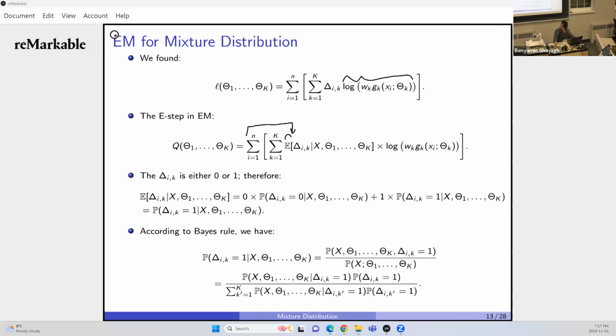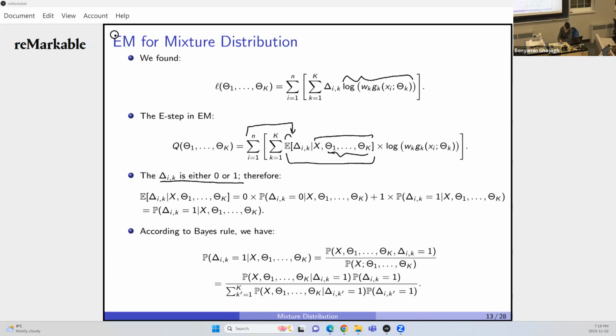Note that the random variable here is delta ik, right? So I will have the expectation of delta ik, but it's a conditional expectation. Do you remember? In expectation maximization, I told you, it's the expectation of D missing, conditioned on D observed and theta. As a result, here D observed is the X itself, the X1 to Xn, and theta 1 to theta k are the parameters. Okay. Now, let's calculate this expectation here.